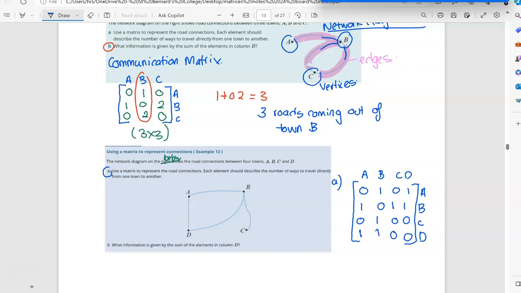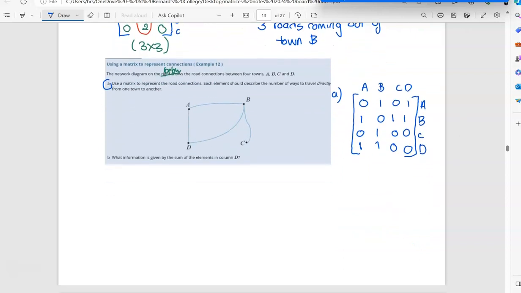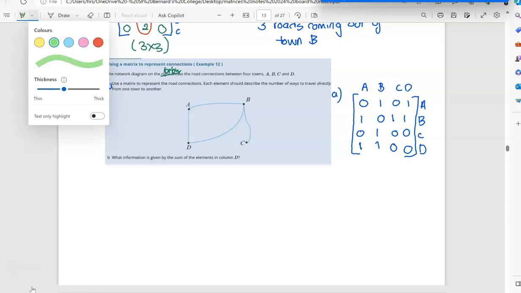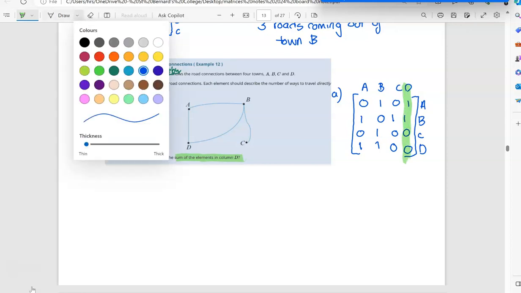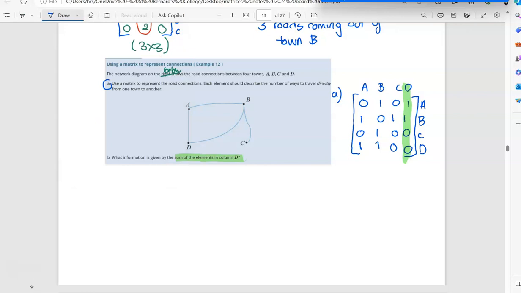So there's our matrix set up, and then we've got: what information does the sum of the elements in D give? So 2, and what does that mean? There's 2 roads coming out of that. Yep, good. There's 2 roads. So this equaled 2, and there's 2 roads coming out of town D.